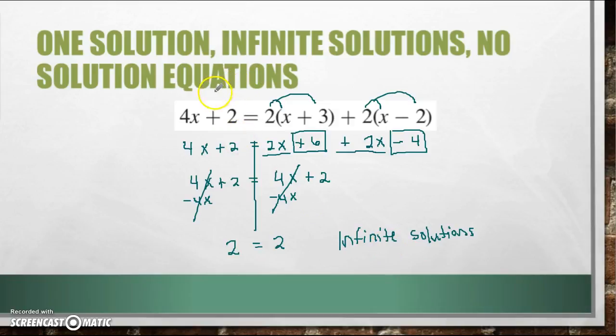So it doesn't matter what value of x you plug in. x could equal 10, x could equal 500, x could equal negative 13, and you would still end up with the exact same value. It would be a true statement in the end. So infinite solutions mean x is equal to every number. No solutions means x can't equal anything. It won't be a true statement. And again, one solution is just the case where x is equal to exactly one number.